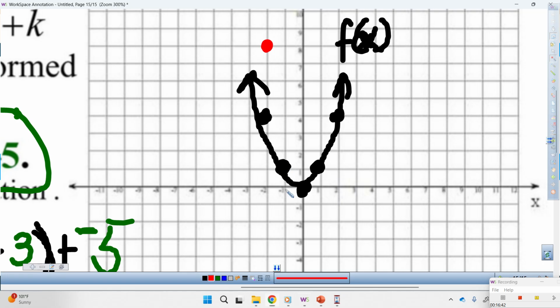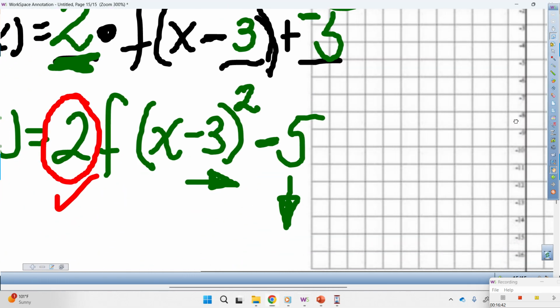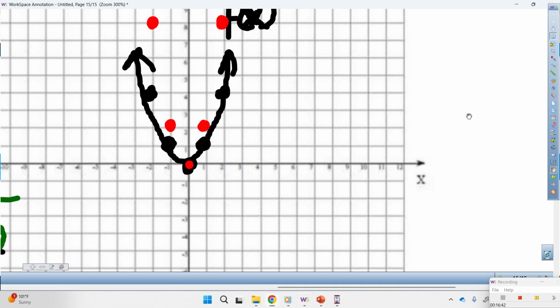Next point. Our original point is at -1, 1. But since A is 2, now it's -1, 2. 0, 0. 1, 2, and 2, 8. Now notice, I don't connect them here because I'm not done. Where did Julian say we're going to move this to? 3 to the right and 5 down. So I'm going to start with the farthest red point.